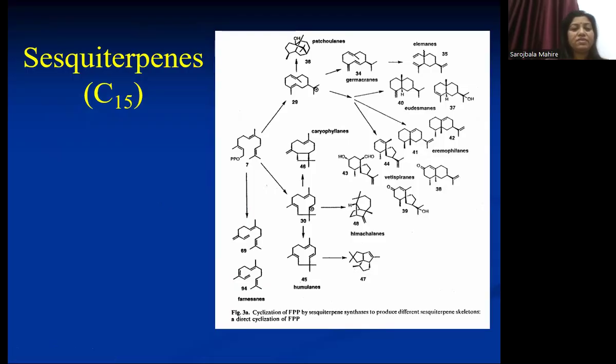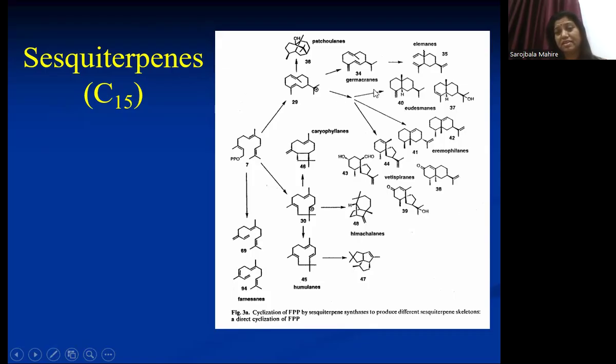Now, sesquiterpenes are C15, where the number of carbons is 15. So these are some cyclic and acyclic molecules of the sesquiterpene C15 molecules. Examples are catechin, germacrene, caryophyllene. So these are some examples.